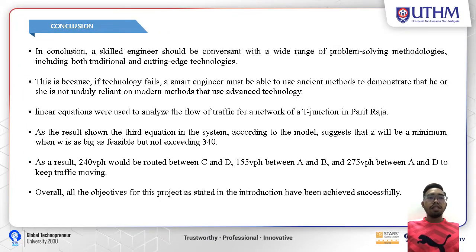In this project, linear equations were used to analyze the flow of traffic for a network at a T-junction in Parit Raja. As shown in the results, according to the model of the third equation of this system, z will be minimal when w is as big as feasible, not exceeding 340. As a result, 200 VPH would be routed between C and D, 155 VPH between A and B, and 275 VPH between A and D to keep traffic moving. Overall, all the objectives of this project as stated in the objective are successful.